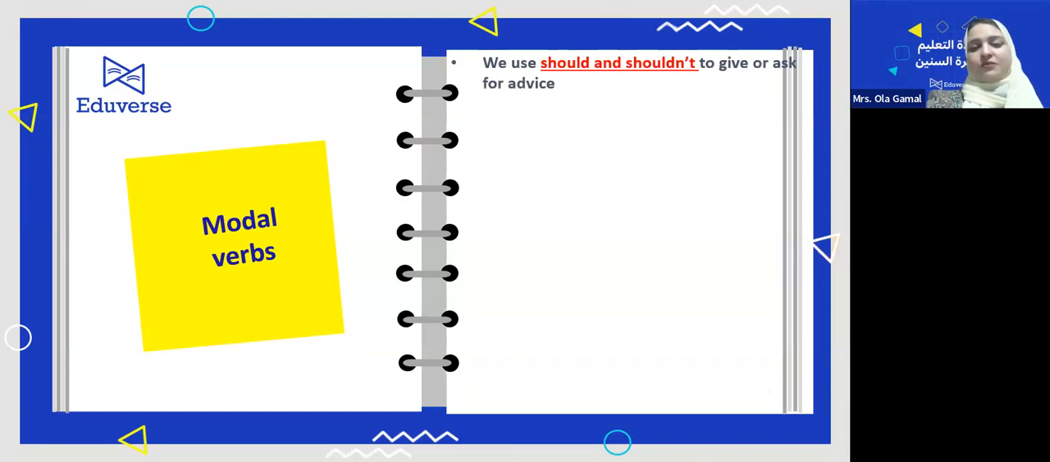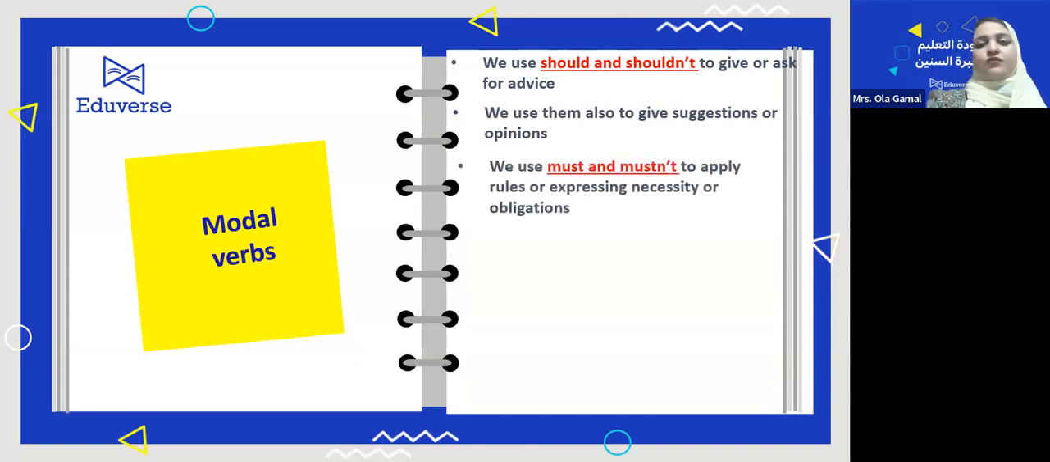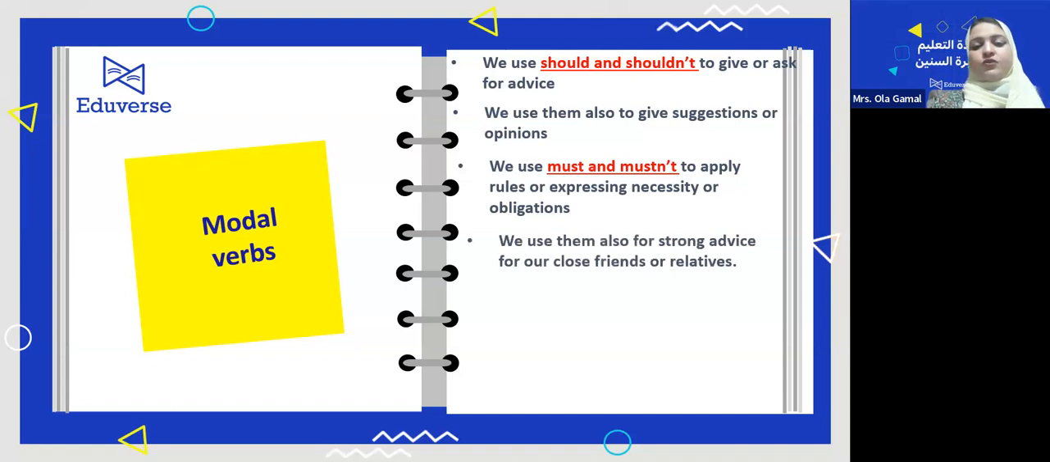Let's start the pre-summary for the grammar lesson here. As you see, we use should and shouldn't to give or to ask for advice. And also sometimes we use them to give suggestions or to express your opinion as well. For must and mustn't, we use them to apply the rules, any rules that we have. So this is kind of expressing necessity or obligation. And also we use them for strong advice for our close friends and relatives. And when you give strong advice to your relative or your friend, it differs from using should.